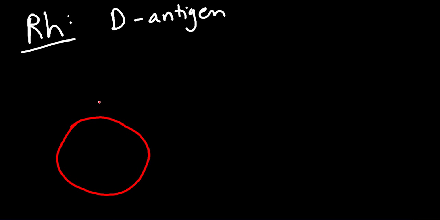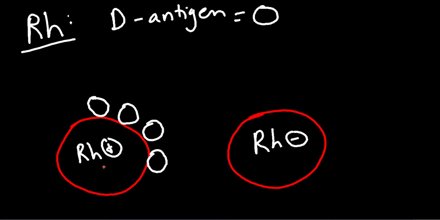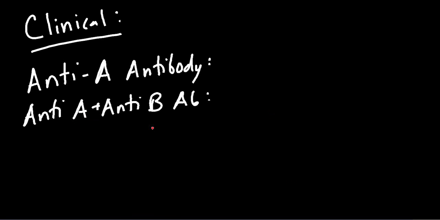So let's draw this as a circle. If our red blood cell here has red or white circles on its cell surface, that'll indicate the D antigen. And then we've got a red blood cell over here that doesn't. So the circles mean the D antigen. Based on this, this cell would be RH positive. And then this cell would be RH negative. So we have an RH positive cell expressing this D antigen, and this cell not expressing it. Okay, so that's the basics. We have the ABO and the RH systems, the categories that we're going to be talking about.